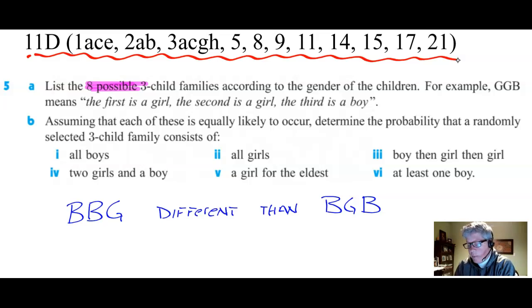Number five, the biggest thing I would think would be something that would happen. You were definitely having three children in this family. It's in an order, no twins. So you can write, they give you GGB means a girl, a girl, then a boy. So I just wanted to be very clear that if you have BBG and BGB, those are two different outcomes. So kind of look at that as one and that as one. They both have two boys and a girl, but they're considered different outcomes.